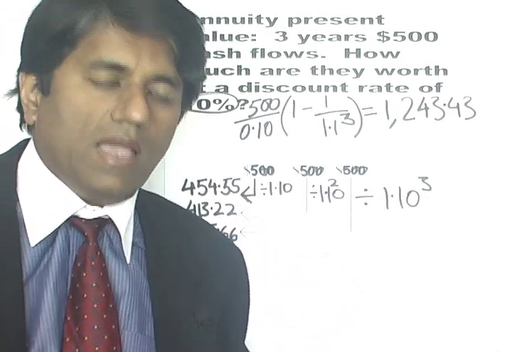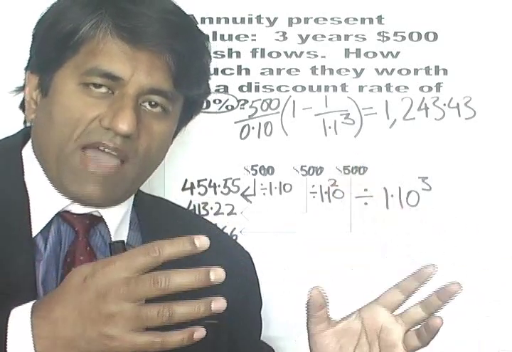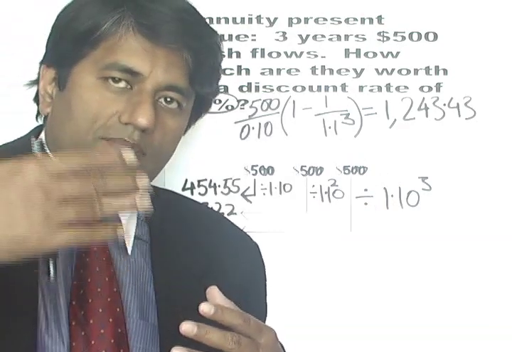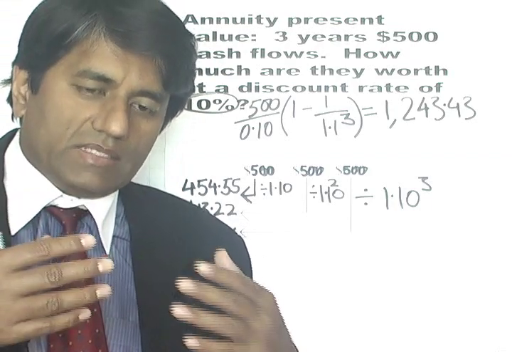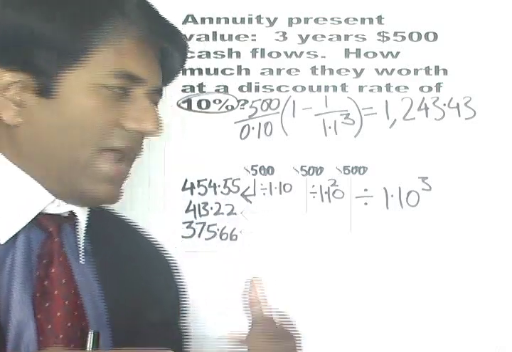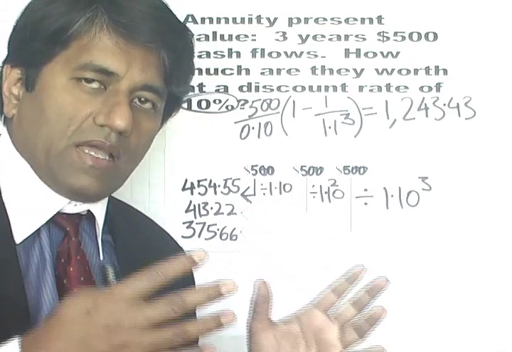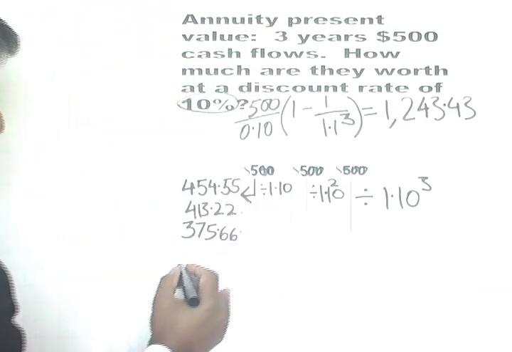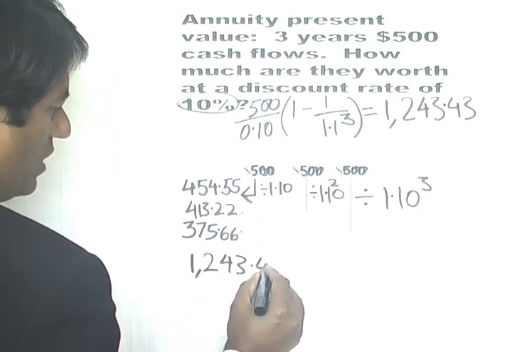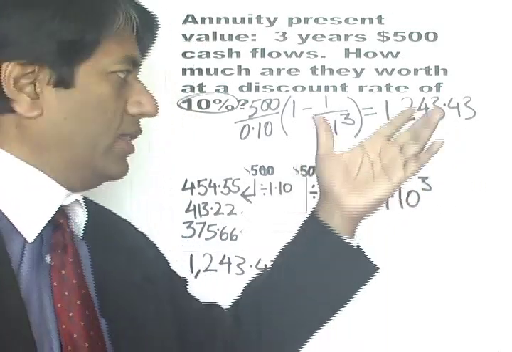These are the individual values of the three cash flows that you get a year, 2 years, and 3 years from now. To get the value of the stream of cash flows, you add these values, because the value of a cash flow which occurs at multiple points in time is the sum of those present values. When you add these three present values, you get $1,243.43, which is what the annuity formula also gave you, because the annuity formula is right.